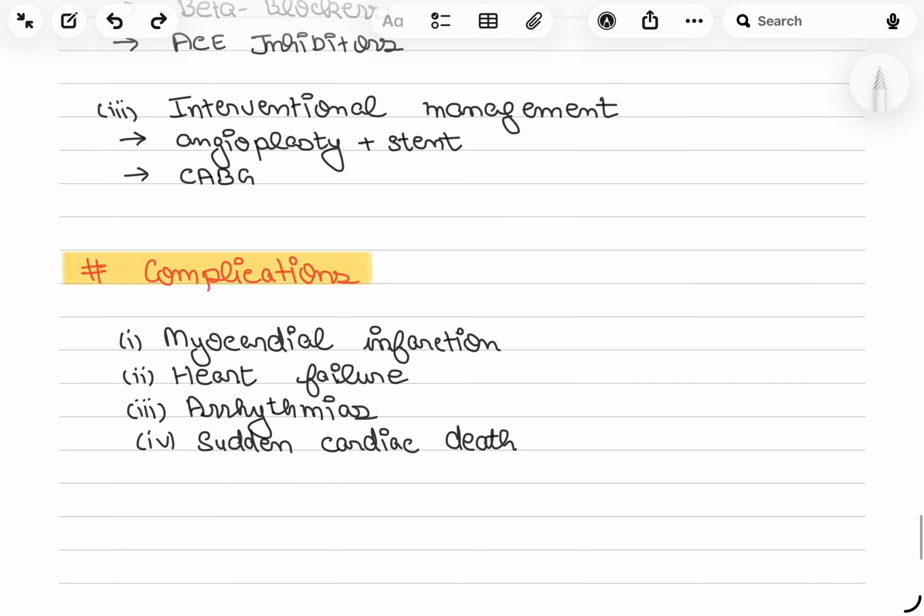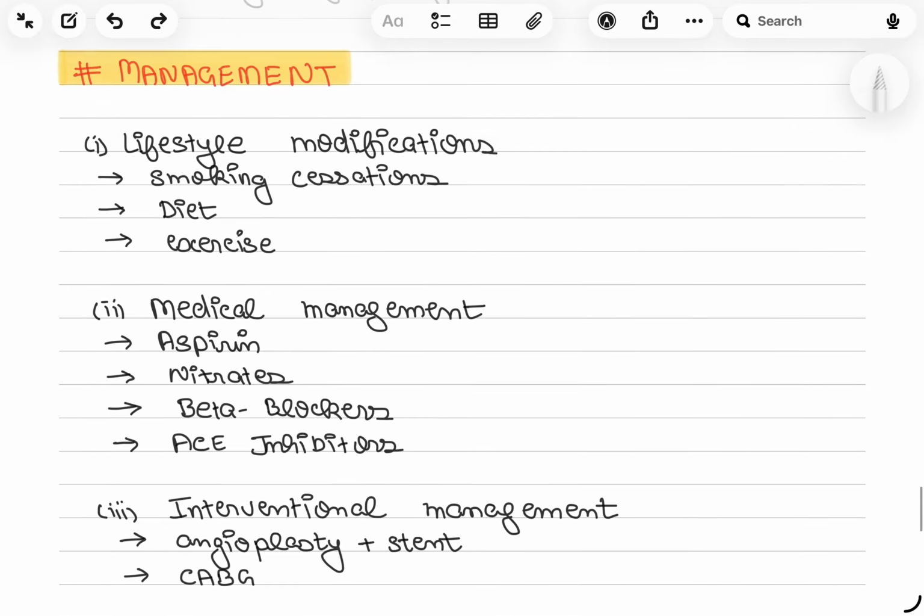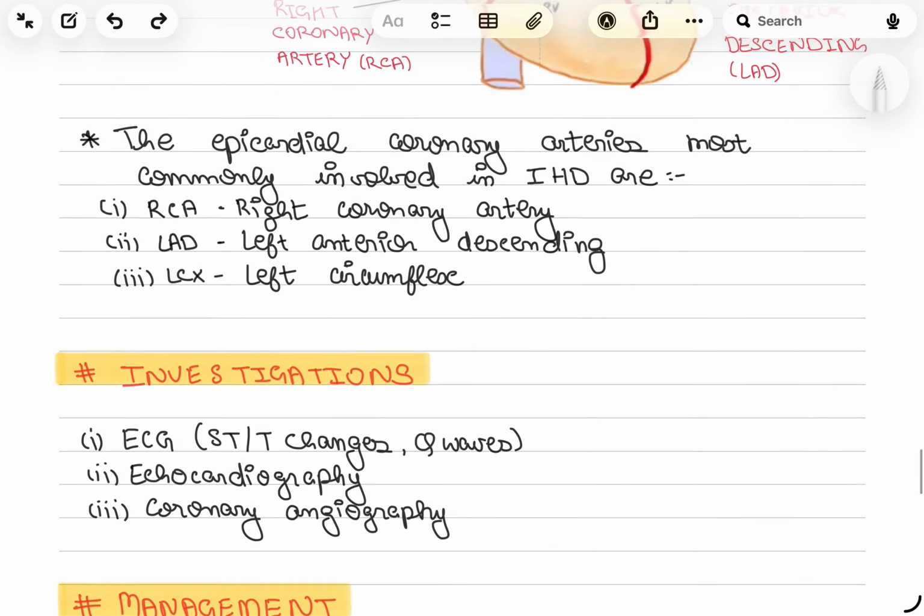What are the complications of ischemic heart disease? So complications are MI, heart failure, arrhythmias, or sudden cardiac death. These are the complications of ischemic heart disease. I hope you understood all the topics in a better way.